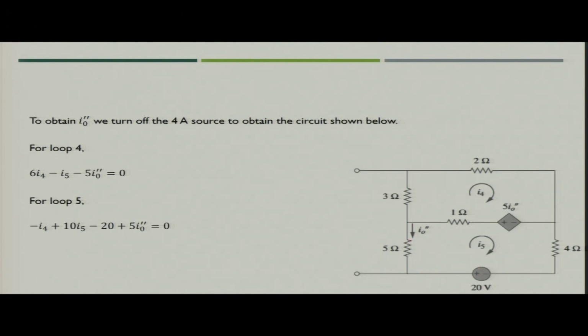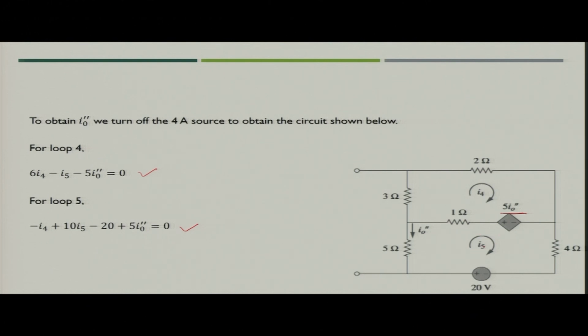Now, to obtain I naught double dash, that is the contribution of the current source, what will you do? In this case, your current through the 5 ohm resistance is I naught double dash, so your dependent voltage source value will now be 5 I naught double dash. If you write the mesh equation again for both meshes while your voltage source is short circuit, for loop 4 you will write 6 I4 minus I5 minus 5 I naught double dash equal to 0.